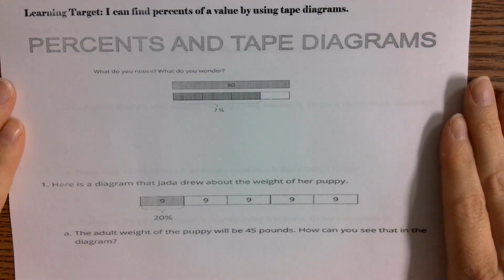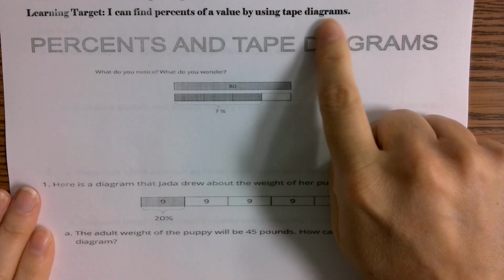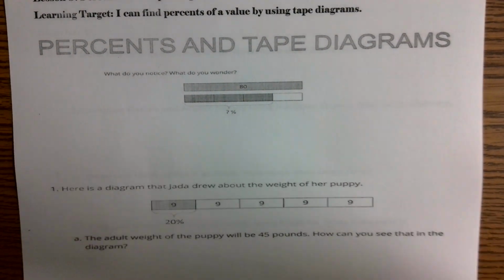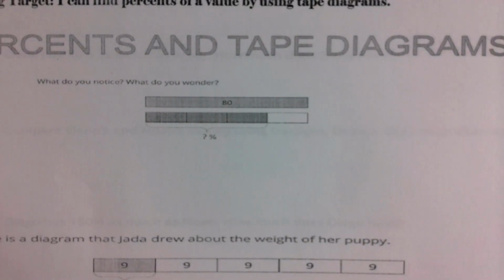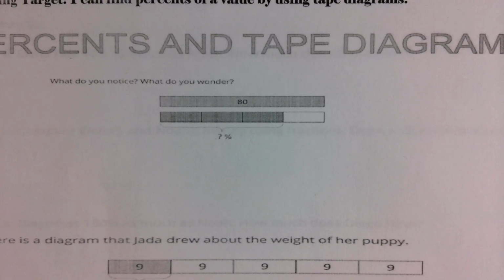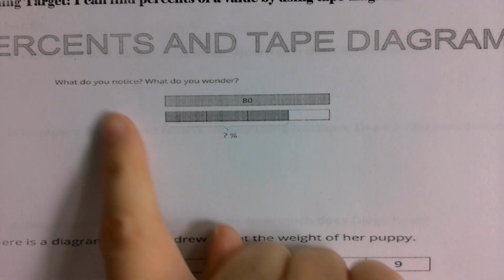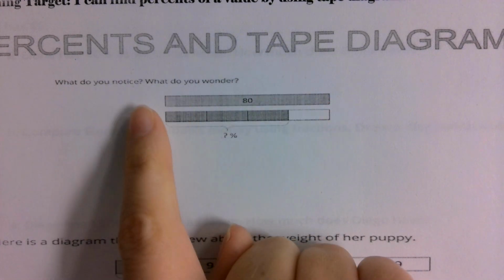So our learning target for today: I can find percents of a value using a tape diagram. You've probably seen some tape diagrams before in the past, using different ways of identifying fractions, or equations. But we're going to be using them now to identify percents and then incorporating that into fractions. So what I want you guys to do right now is take a look here at what we see.